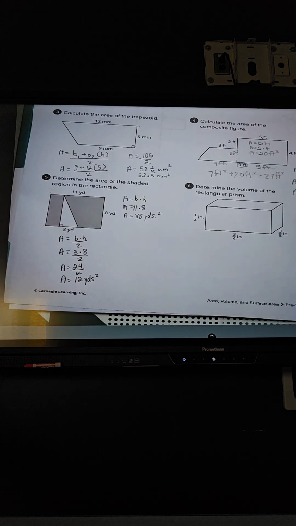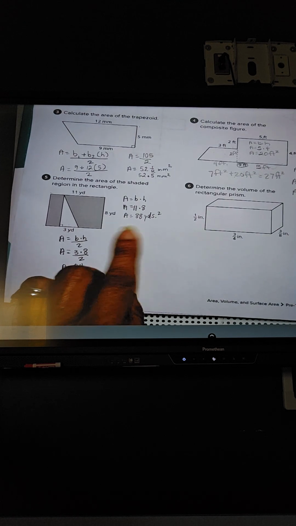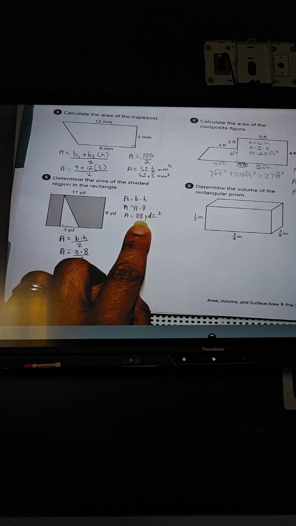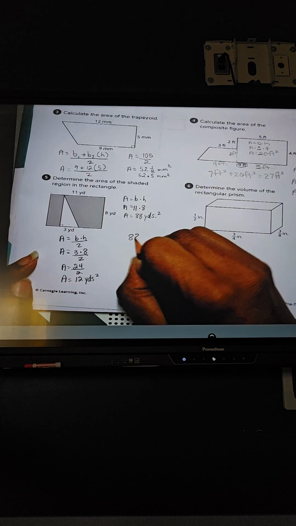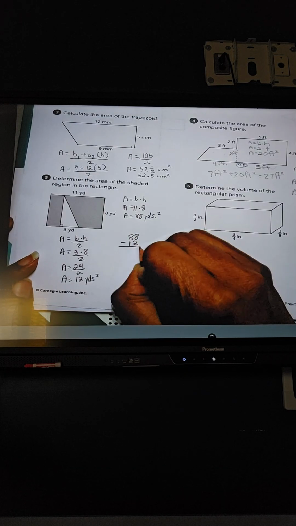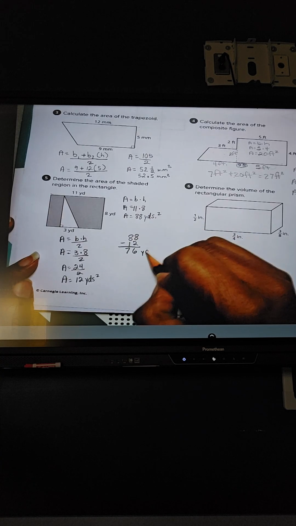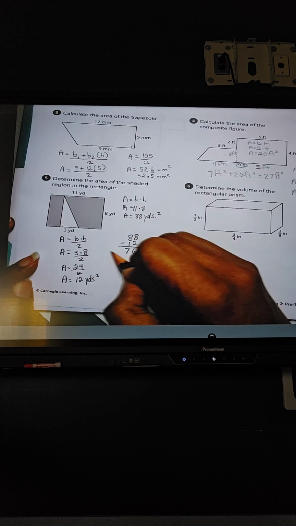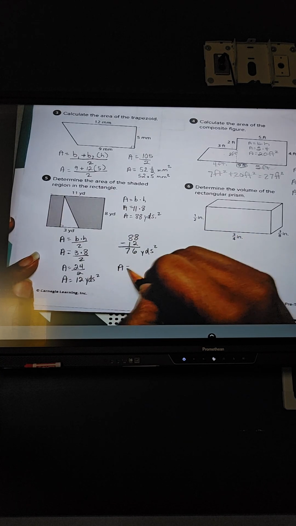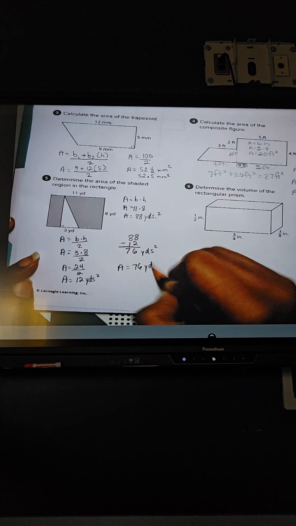That's the part that's missing. So if this is the part that Daphne cut out, that means I've got to take it out of the full rectangle. 88 minus 12 equals 76 yards squared. Area equals 76 yards squared.